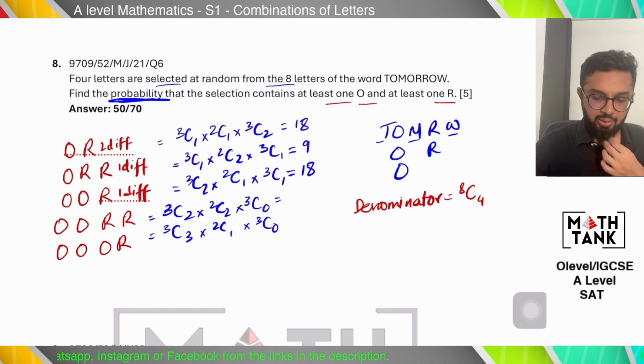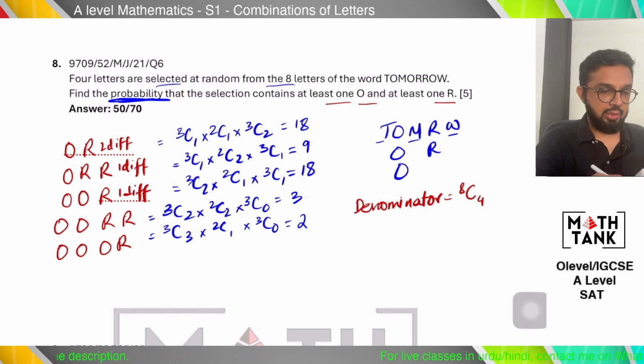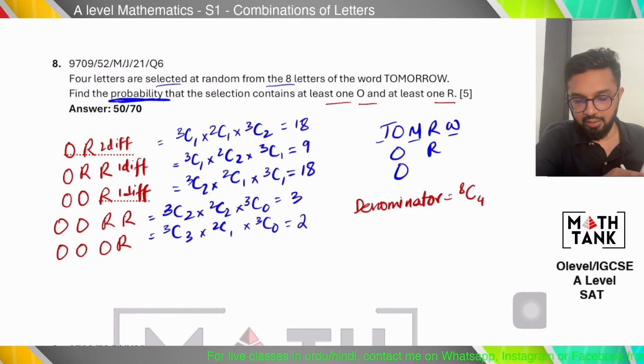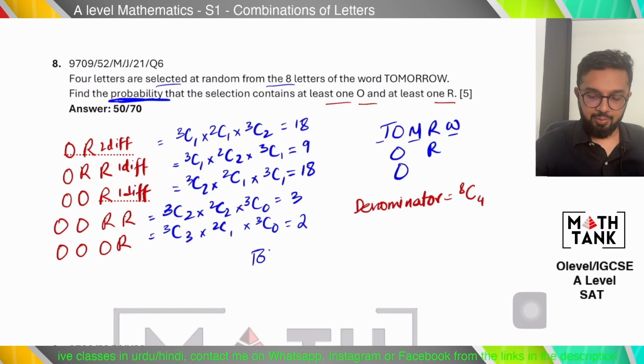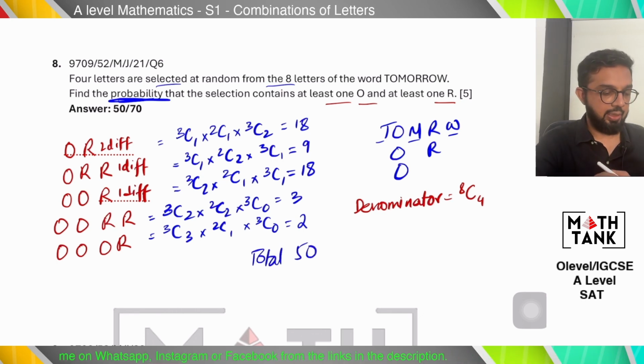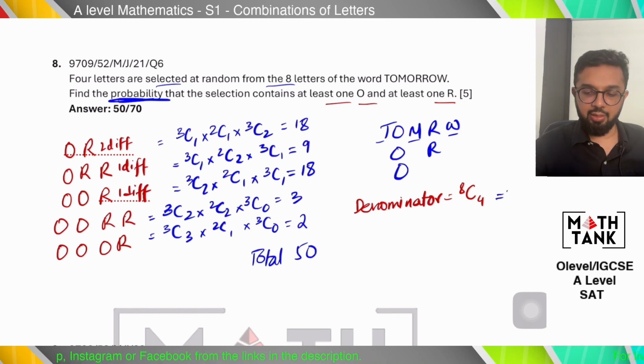And 3 into 1 is 3. And that's 2. So let's check if we are getting through to the right answer. 18 plus 9 plus 18 plus 3 plus 2. That gives me a total of 50. So let's see what our denominator was. 8C4 is what? 8C4 is 70. So my probability will be 50 over 70.